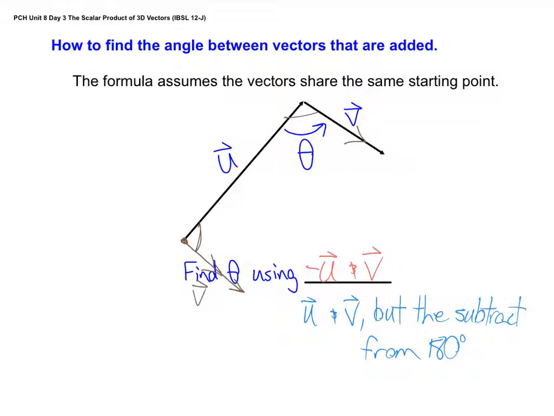They're supplementary. Those are same side interior angles. If this is a transversal and we have two parallel lines, remember our geometry? Okay, then these add up to 180. So if that's theta, this is going to be 180 minus theta. Okay?